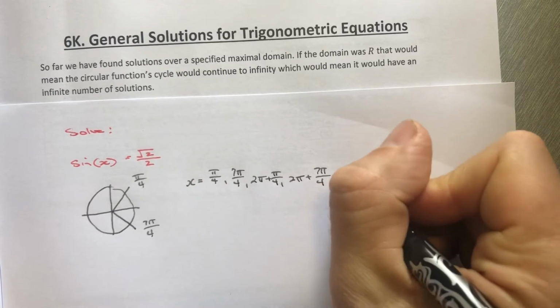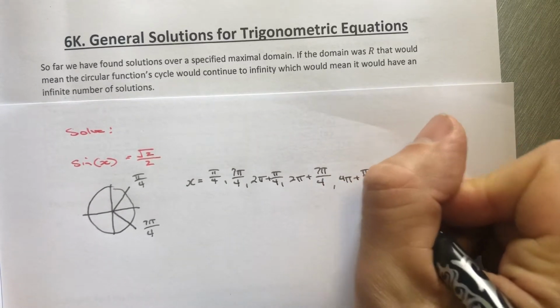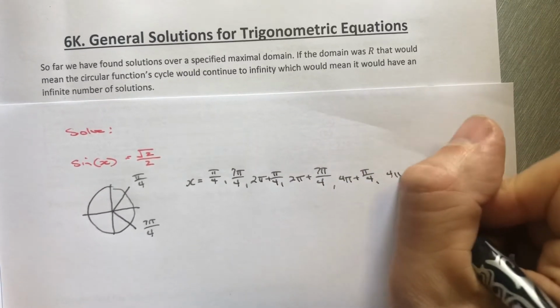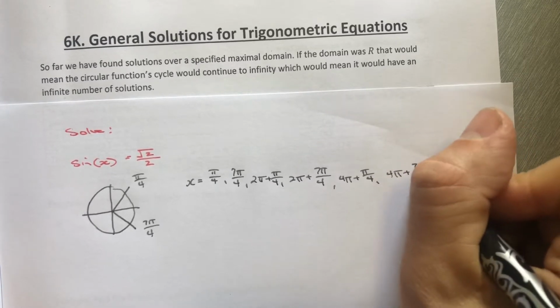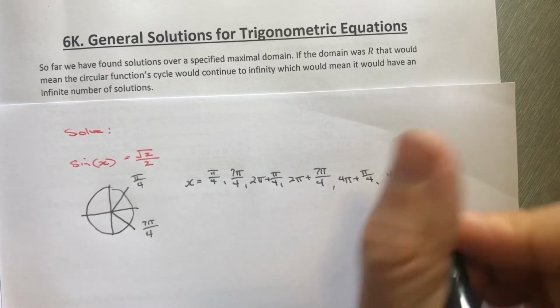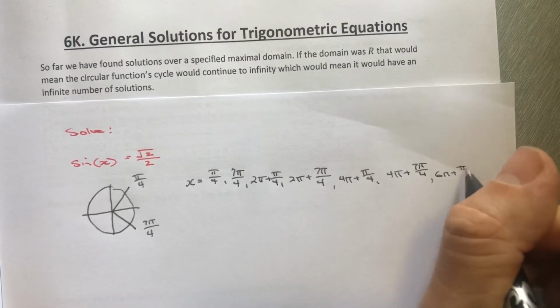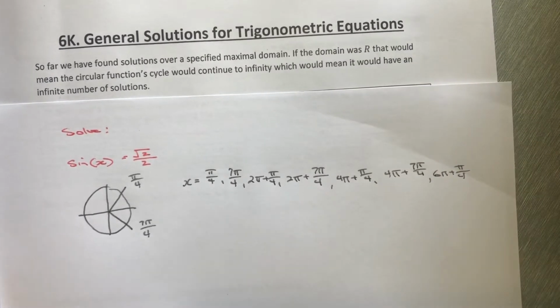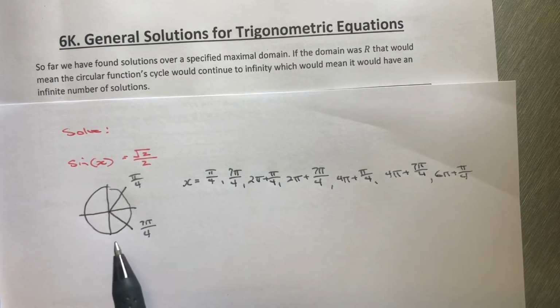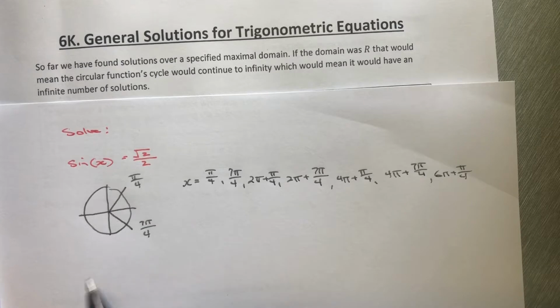The next one's going to be 4 pi plus pi on 4, and then 4 pi plus 7 pi on 4. Again, it hasn't told us to stop, so we can keep going. 6 pi plus pi on 4. See how I'm never going to stop here? I'm just going to have an infinite amount of solutions because it hasn't specified when we actually need to stop. And that's only going around in the positive direction.